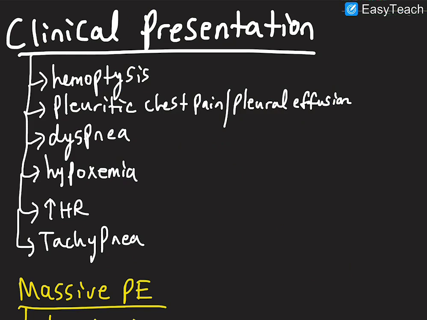So let's talk about the clinical presentation and the findings we can see, which we already talked about too. So again, if a clot forms in your pulmonary vasculature, you can get hemoptysis where you cough up blood. You can get sudden pleuritic chest pain. And if you have enough inflammation of your pleural lining, this can lead to pleural effusion.